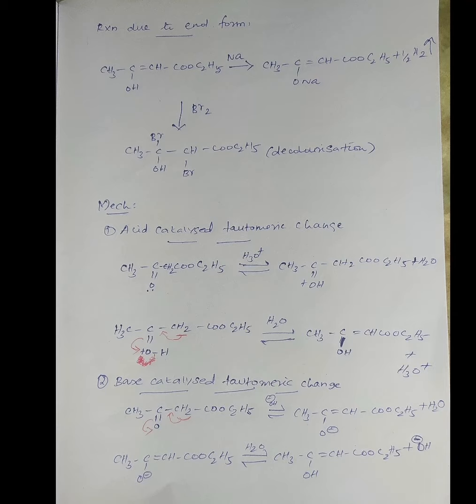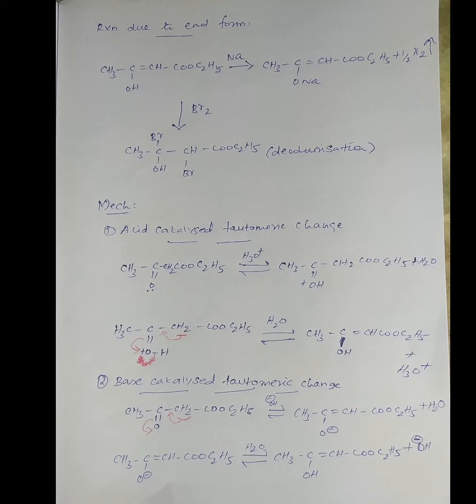Next it reacts with bromine. This is a test for unsaturation. It is a simple addition reaction, so bromine is added to the carbon carbon double bond. You get the dibromo derivative of the enol form of acetoacetic ester. So this is colorless. This is the confirmatory reaction of an unsaturated compound.